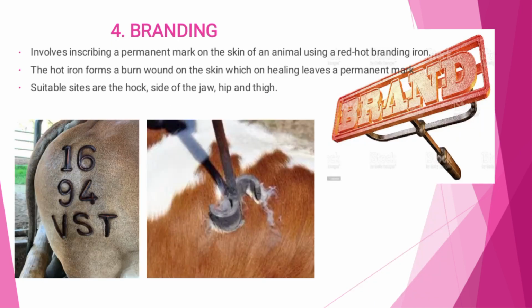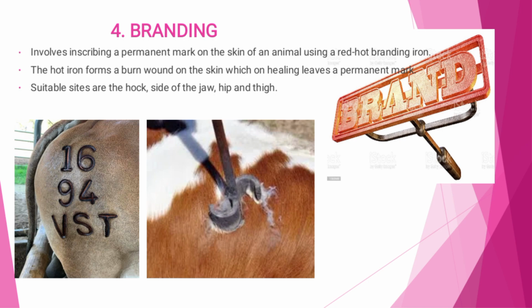We continue to our fourth type, which is branding. And in branding, it involves inscribing a permanent mark on the skin of an animal using a red hot branding iron. As you can see in that picture, that is a red hot branding iron. And as you can see down there, we have an animal already marked with a brand. And in the second picture, you can see we have a practical thing going on. The branding is continuing there.